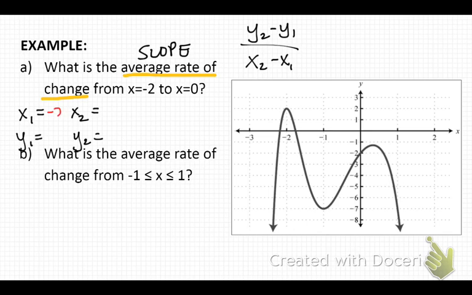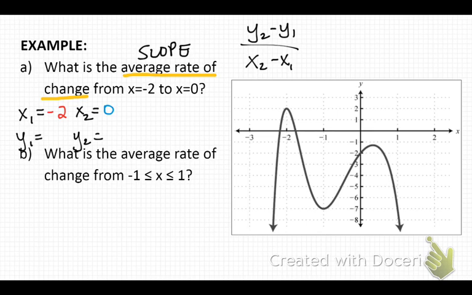-2. So I'm going to fill that in. And what is my x sub 2? That one is 0. Good. Okay. Are we okay so far? So what I'm going to do is on my graph, I'm going to draw a line through each of those x values, just so that you know what I mean.